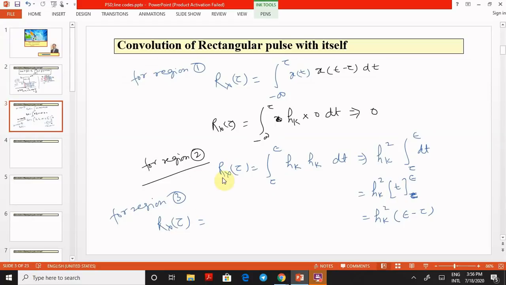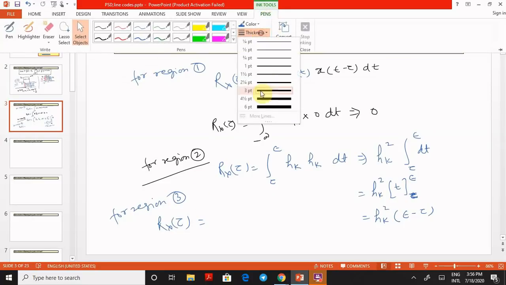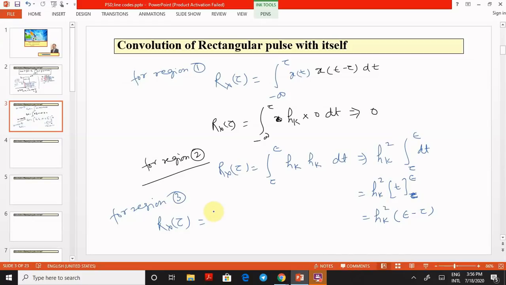So you can see here, if we write again, it will be from epsilon to infinity, the value will be 0 into hk dt, right? But whenever we are having 0 here, you can multiply anything by 0 and the outcome will always be 0. So for reason 3, again the value of autocorrelation is 0, right?